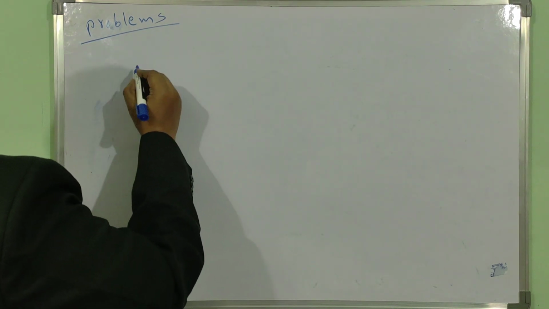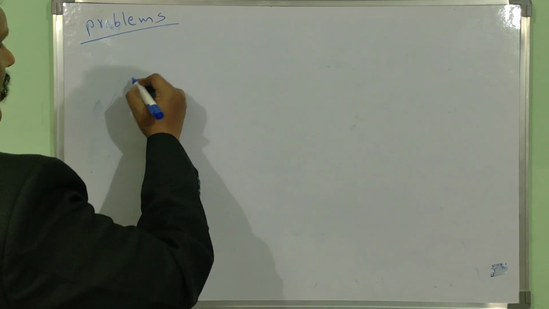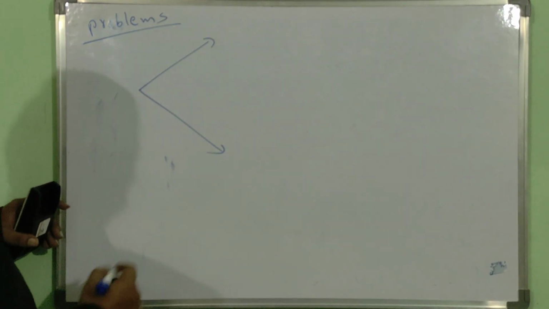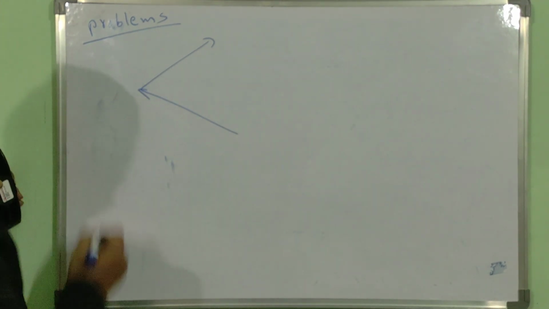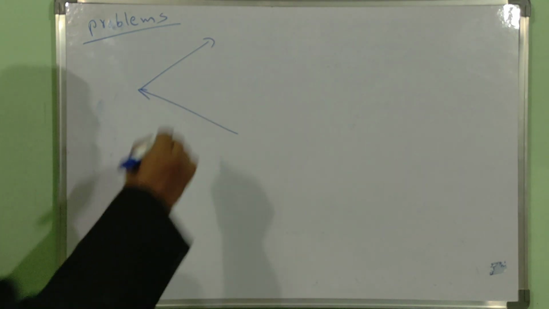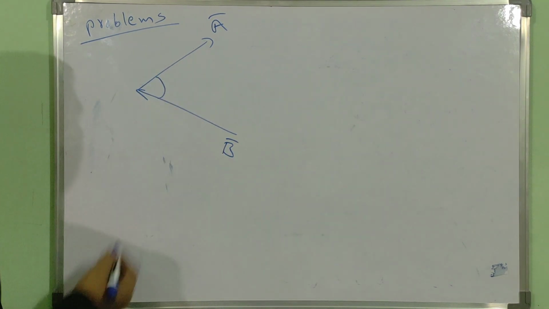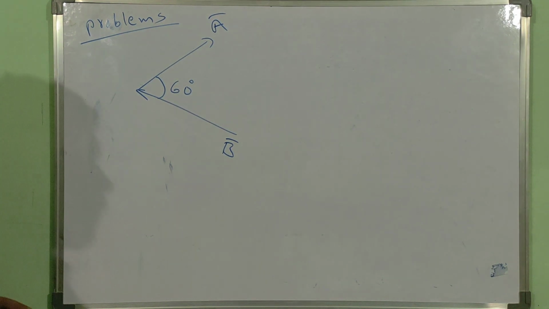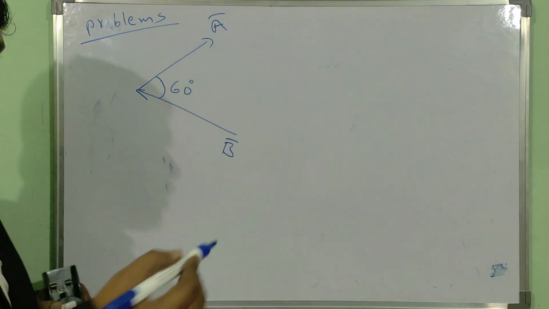Second problem. Find the angle between the two vectors given below. Let's check it. This is one vector, A bar, and this is the other vector, B bar. And here the angle is given, suppose 60 degrees. Now, what is the angle between the two vectors? Pause the video and do it yourself.